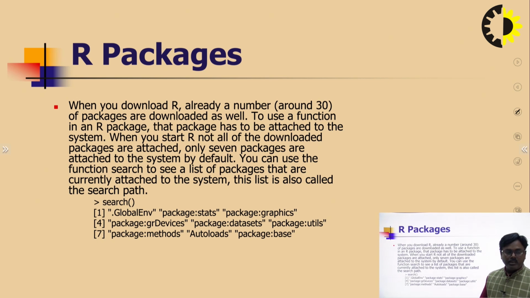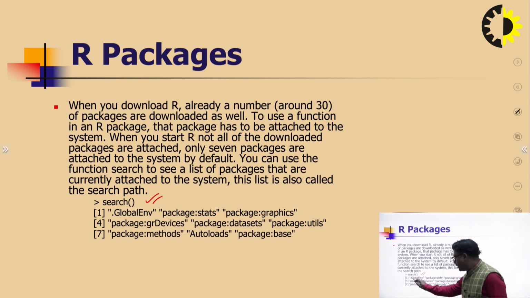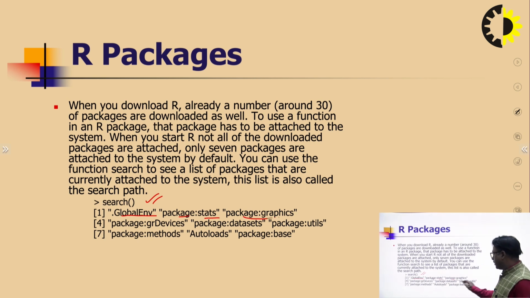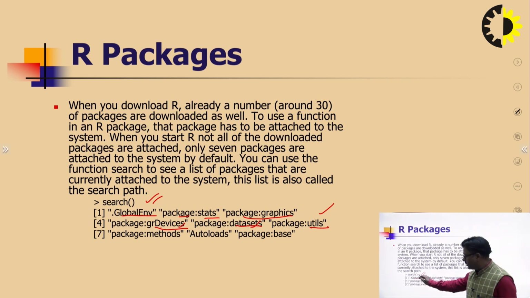That searching can be done with the method called search, which has been written here. What is the package you are searching for? That can be mentioned and utilized here. For example, global environment, package statistics, which includes package graphics. Similarly, package grDevices, which includes package datasets and utilities. These are the different packages that are to be downloaded or searched in your downloaded packages, and it is simply done with the help of the search method.